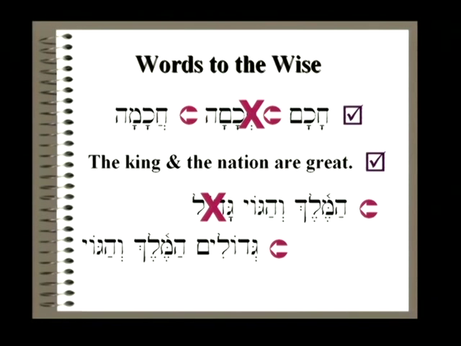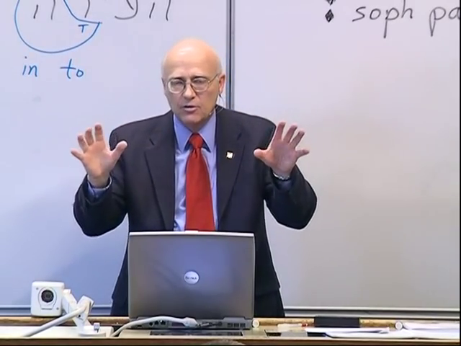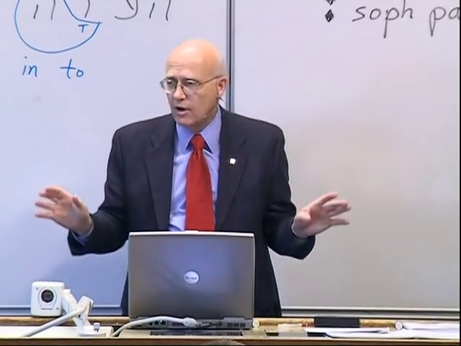If you want to say the king and the nation are great, the great has to be in plural, the same as the English verb is in the plural. Nation and king are both singular, individual, but together they are plurality because they're two entities. Two is plural. Okay, we say the king and the nation are great. We don't say the king and the nation is great. When we hear that, we say, oh, that's wrong grammar.